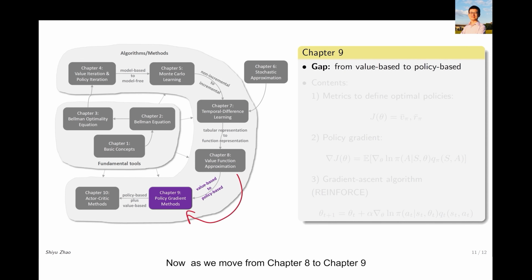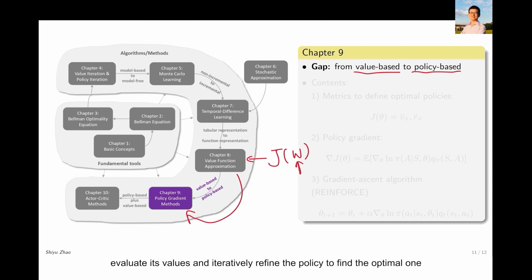Now, as we move from Chapter 8 to Chapter 9, we encounter another significant gap. What is it? Up to Chapter 8, the methods discussed are all value-based. Starting from Chapter 9, we study policy-based methods. What's their difference? Let me give a simple example. Recall from Chapter 8, we discussed a target function J(w), where w represents the parameters of the value function. The goal was to update the value function's parameters so that it could accurately approximate or estimate the values corresponding to a policy. Upon this foundation, we can update the policy, evaluate its values, and iteratively refine the policy to find the optimal one.